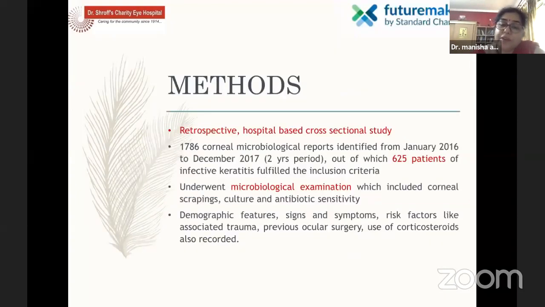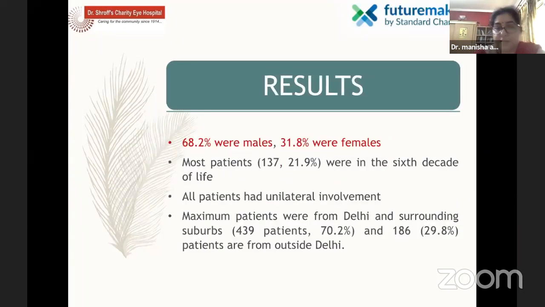It was a retrospective hospital-based cross-sectional study with 1786 corneal microbiological reports identified within a 2-year period, and 625 scrapings of infective keratitis which fulfilled the inclusion criteria. A microbiological evaluation was done, and demographic profiles, signs, symptoms, associated risk factors, and the outcomes were assessed.